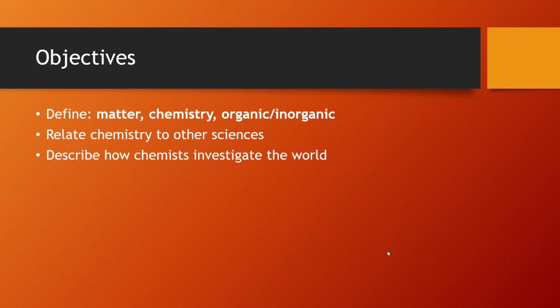Organic chemistry has a lot of overlap with biology, which is one way we're going to relate chemistry to other sciences. We're going to look in this very short lecture about the big pictures and the big ideas in chemistry, and one of those is going to be how it relates to other sciences, and describe how chemists investigate the world. Specifically, we're going to look at two different types of chemistry.